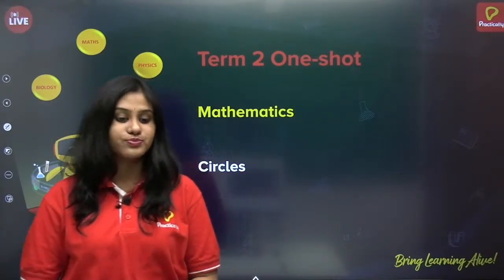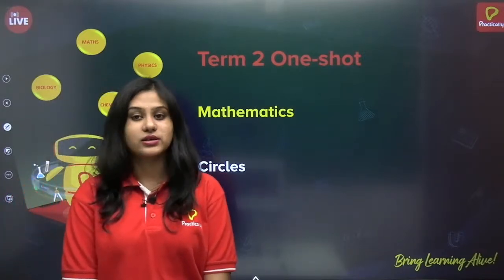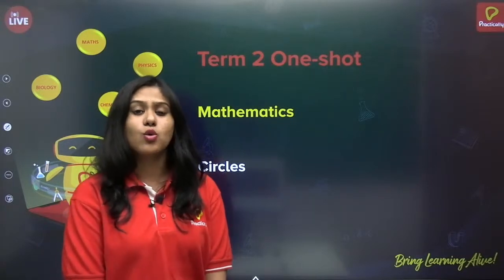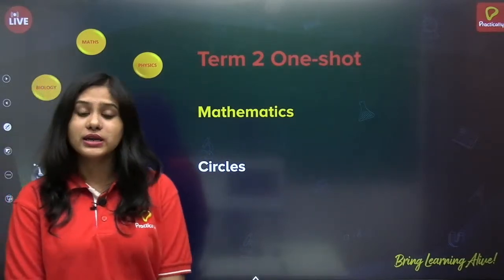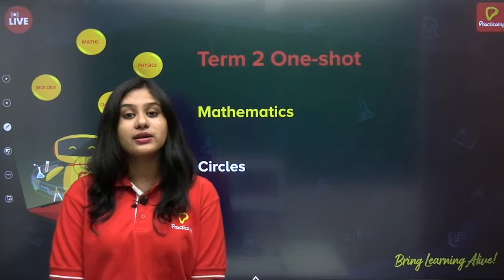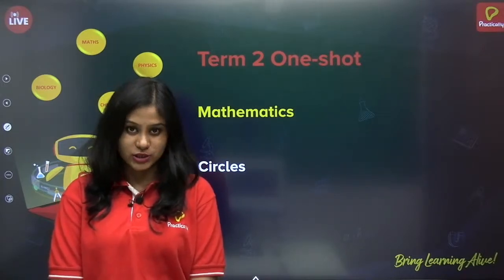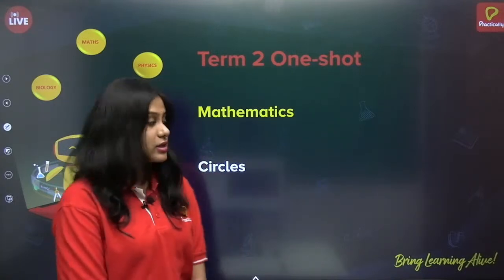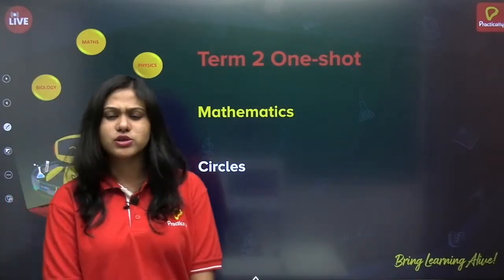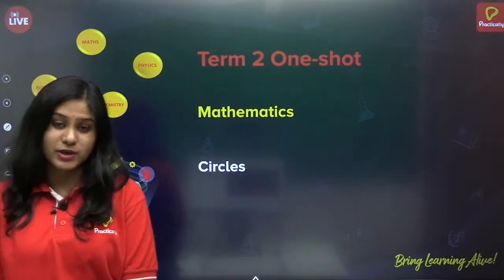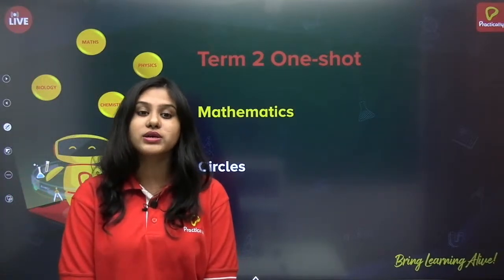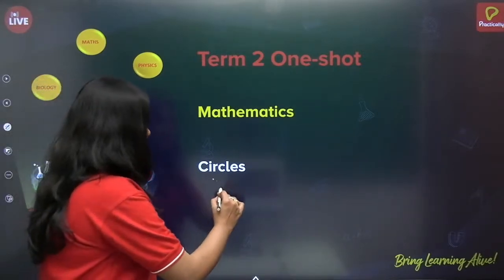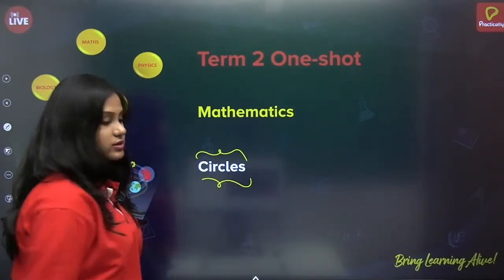Okay, so as we all are aware, we have started this Term-2 one-shot series, correct? So what are we doing with the series? We will be studying the entire chapter in one session and also solving some examples of it, correct? I think we've done two sessions. Especially in mathematics, we are done with polynomials, quadratic equations and quadrilaterals. So today we will be going with the topic of circles.